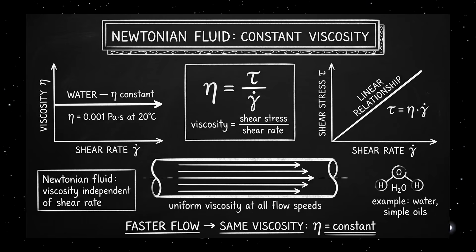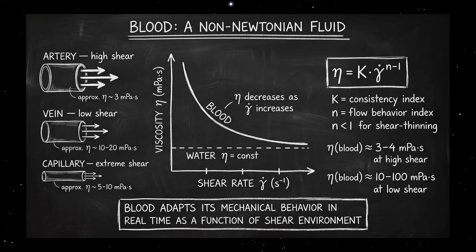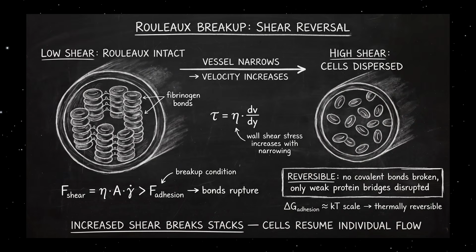A Newtonian fluid like water maintains constant viscosity regardless of flow rate. Blood changes its mechanical behavior dynamically as a function of the shear environment it encounters, adapting its physical properties in real time as it moves from arteries to capillaries to veins. In slow-flowing veins and capillaries where shear rate is low, cells aggregate into rouleaux, coin stack formations held together by fibrinogen bridges between adjacent cell membranes, and the viscosity increases. The rouleau formation is reversible as the blood accelerates through a narrowing vessel. The increased shear breaks the stacks apart, and the cells resume individual flow.